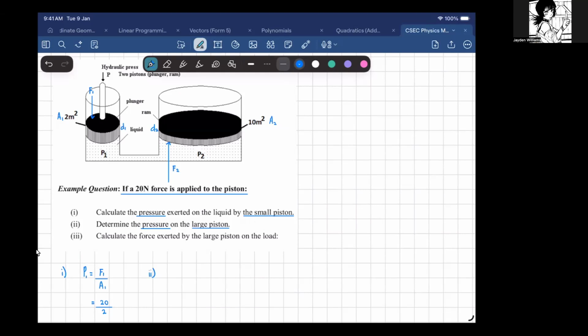I don't have to do any working. You don't have to do any working. Determine the pressure on the large piston. But if you did have to do working, though, what formula would you use?